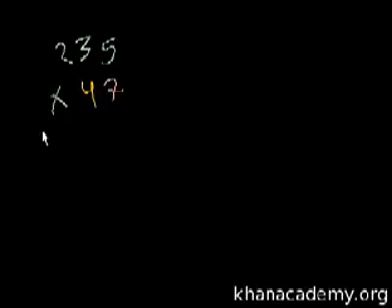Welcome to level 4 multiplication. Let's do some problems. Say we had 235 times, I'm going to use two different colors here, so bear with me a second. Let's say times 47. So you start a level 4 problem just like you would normally do a level 3 problem.